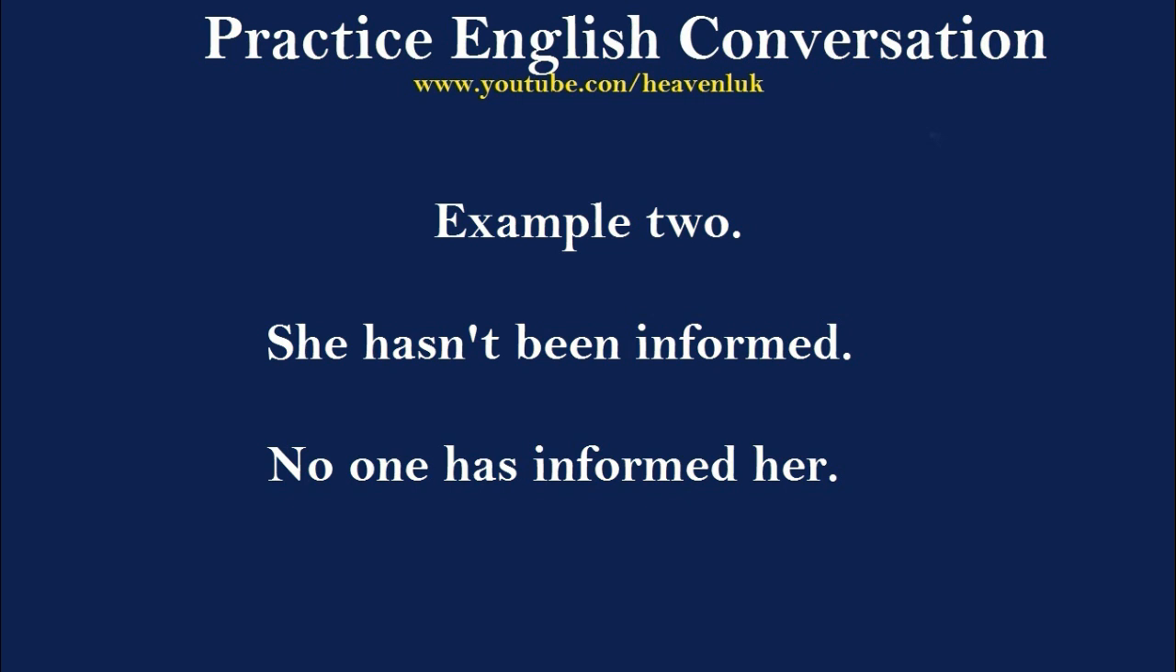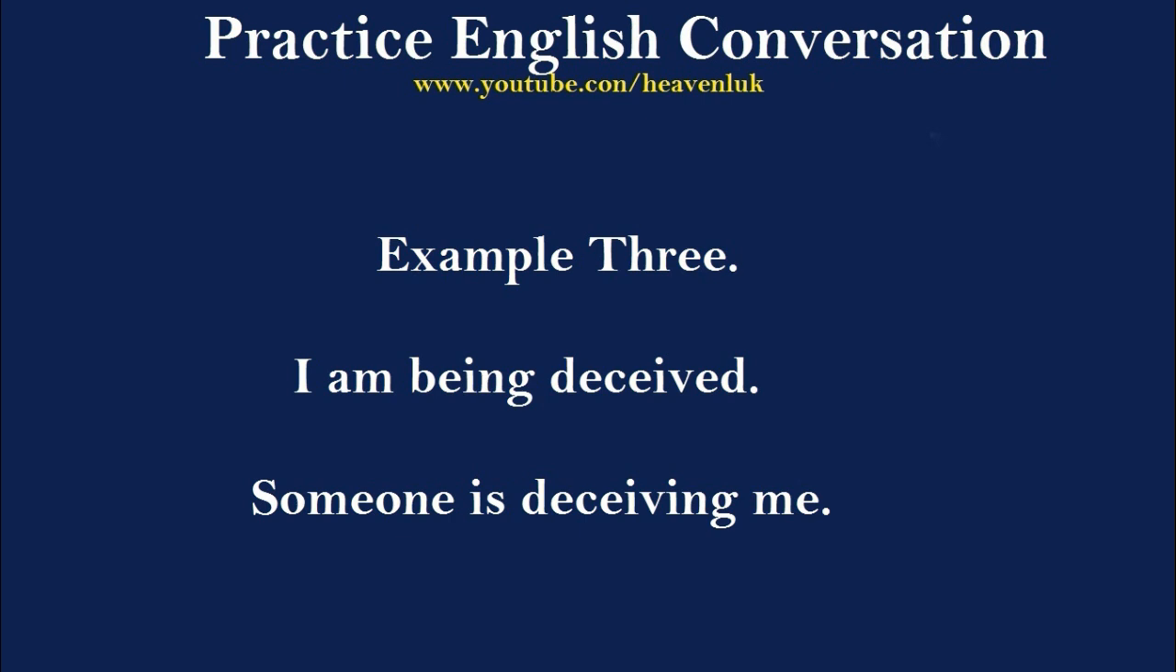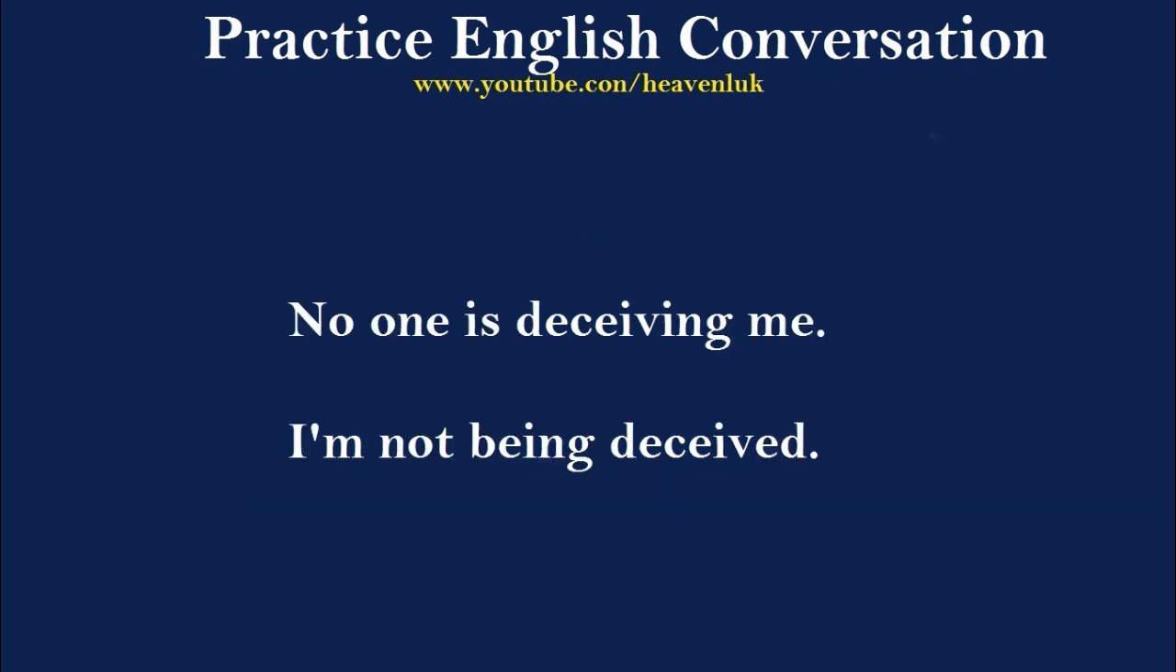Example 2, she hasn't been informed. No one has informed her. Someone has informed her. She's been informed. Example 3, I am being deceived. Someone is deceiving me. No one is deceiving me. I'm not being deceived.